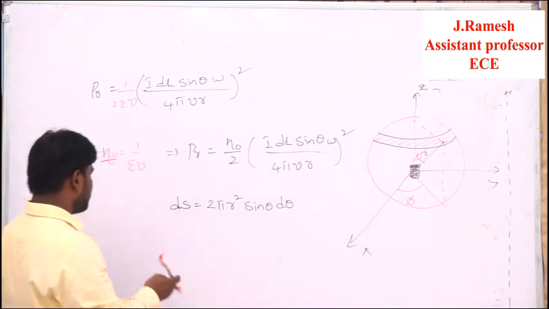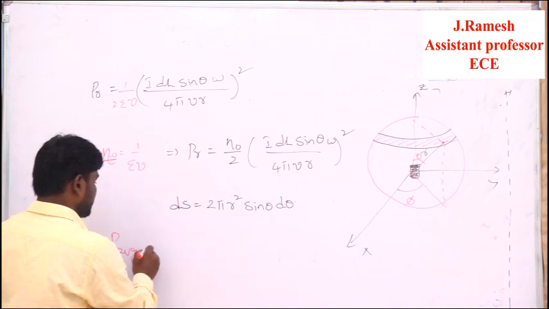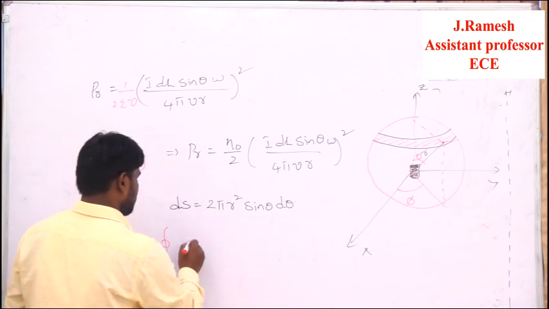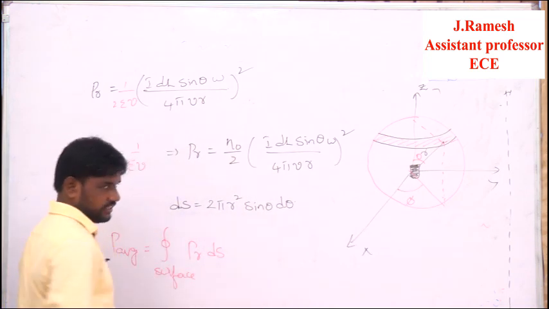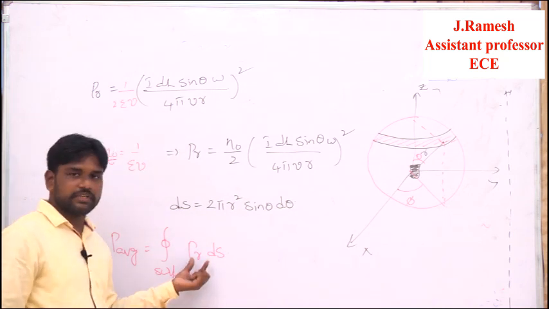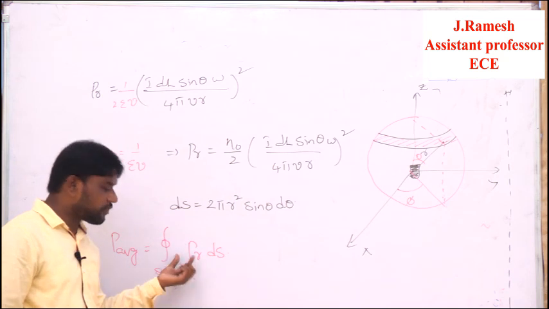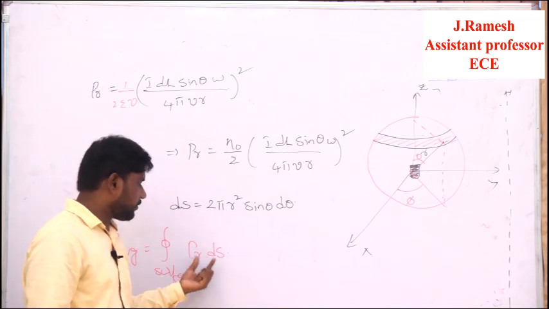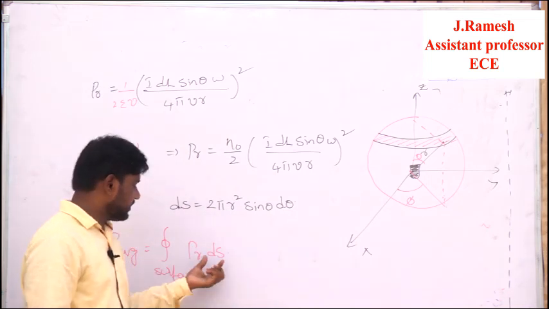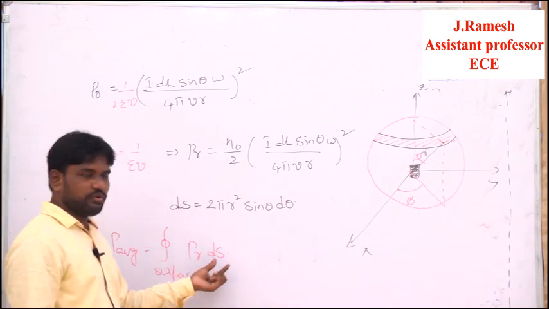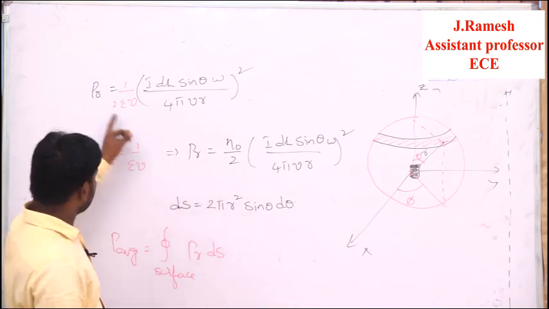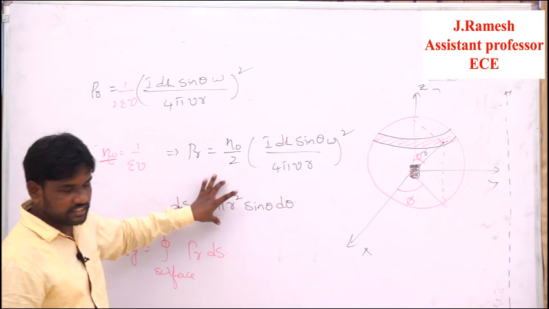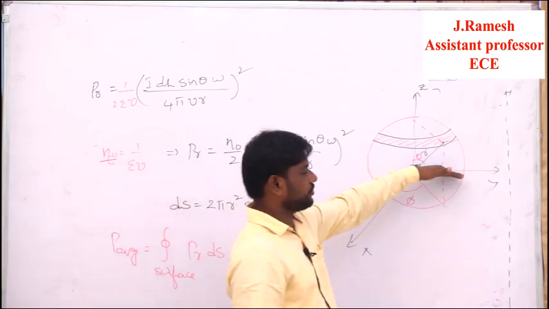If you want to find the average power, P average can be calculated. This is a surface integral of the power PR with respect to ds. I already explained what PR is: it is the power per unit area. Now I am going to give the entire power radiated. The entire power radiated in the entire sphere can simply be taken as PR into ds. If you see the ds and PR values, they contain only theta. Theta is the angle, and all the rest can be taken as constants. The theta angle always varies from 0 to pi only.